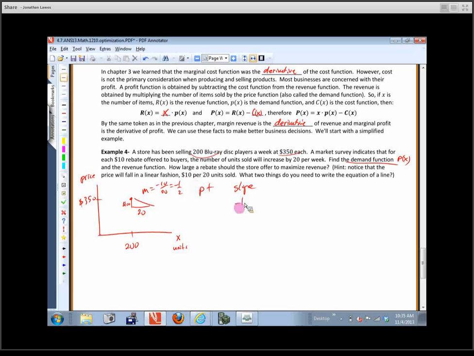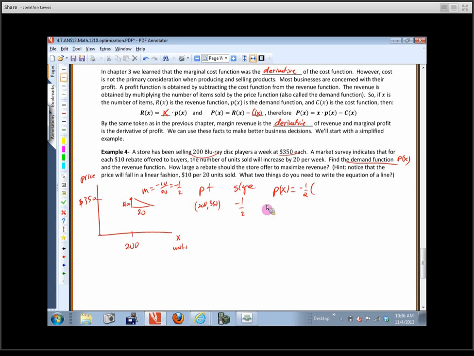So the slope is negative 1/2, and the point is 200, 350. So here's our demand function, our P of x. P of x is going to be, let's see, if we wrote that in point slope form, slope intercept, however you want to do that, it's going to be the slope.